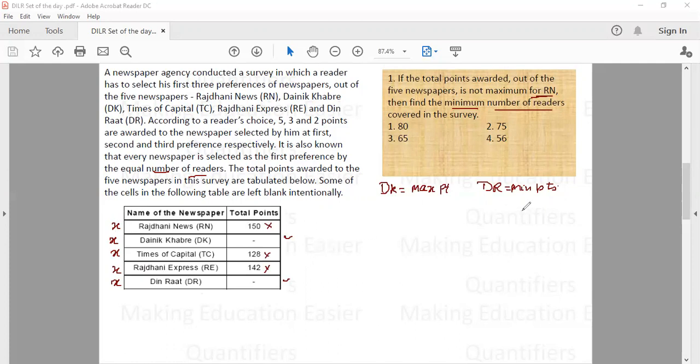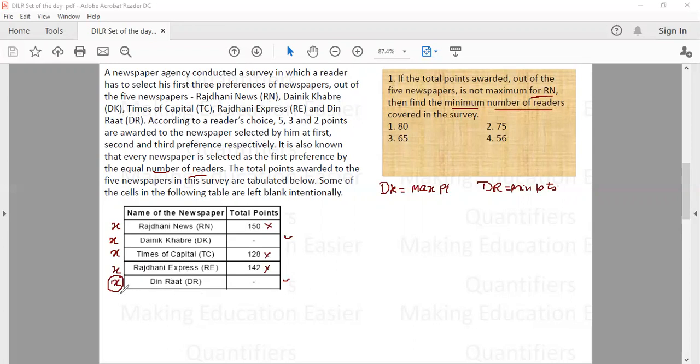I can assume that Din Raat got only one preference, that is the first preference from the X people, right? I'm not assuming that it is getting second or third preference as well. The only reason is that I have to minimize the number of readers, because if X people have given this paper as the first preference, and if it gets a second or third preference, then those will be given by the remaining people.